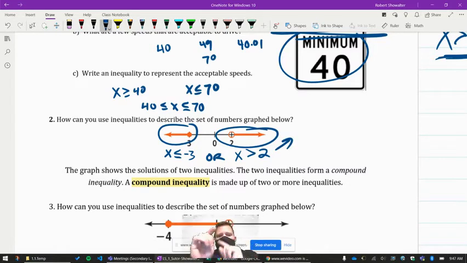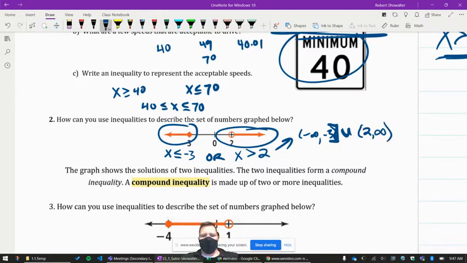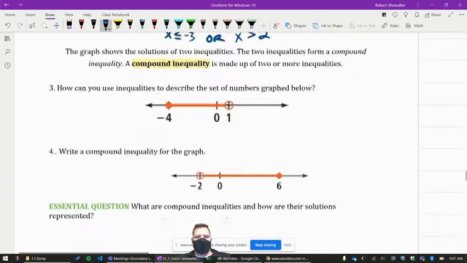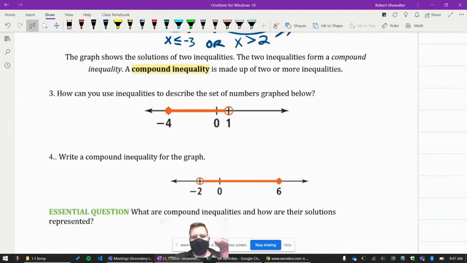If we use interval notation, it's going to be negative infinity to -3, then a bracket with a U for union, and we have 2 to infinity. It's exciting. Compound inequality. And here, I'm going to use inequalities to describe the set of numbers graphed below.